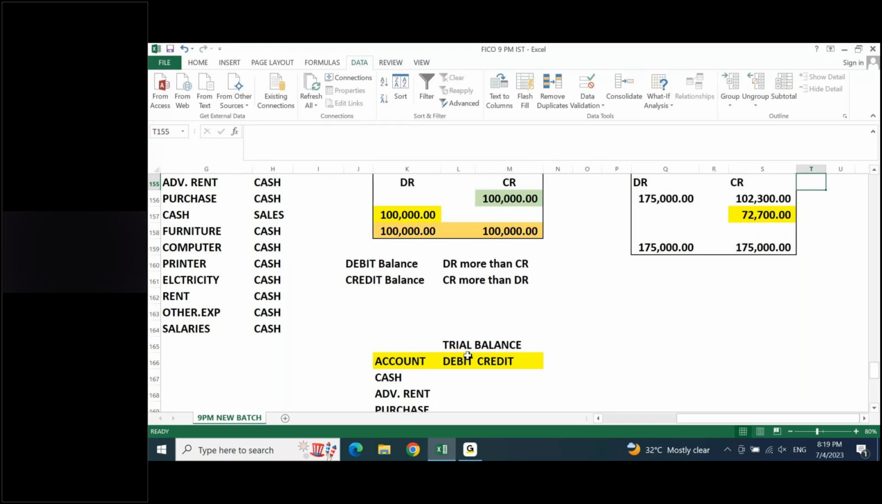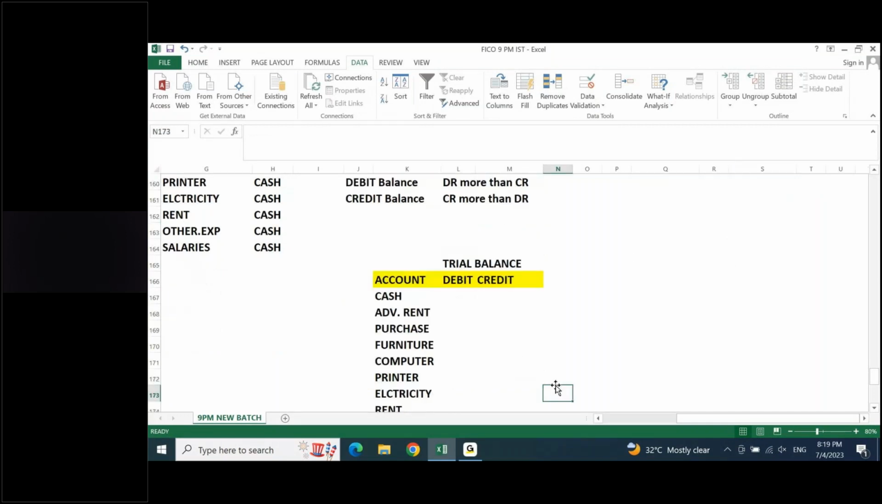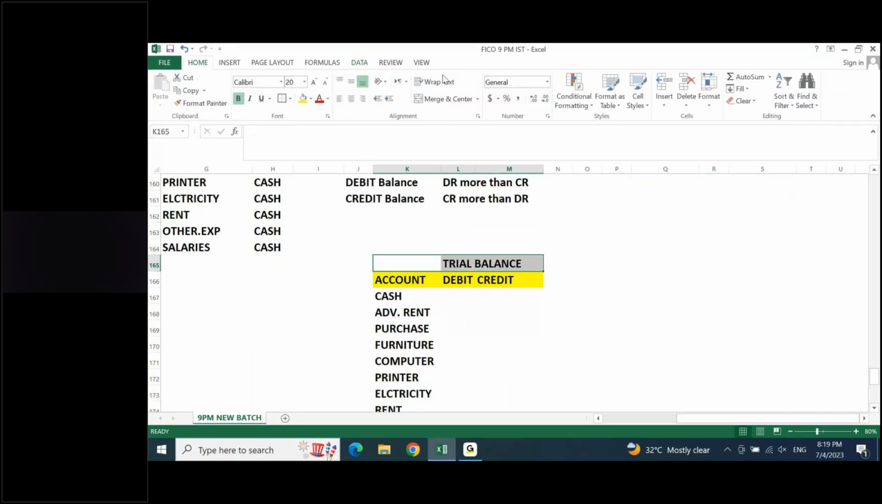72,700. This is your closing balance. So is it a debit balance or a credit balance? Debit balance. If it is a debit balance on the TB, will it go on the debit side or the credit side? Debit. It will go to the debit side. So I need to make sure I put 72,700 on the debit side.